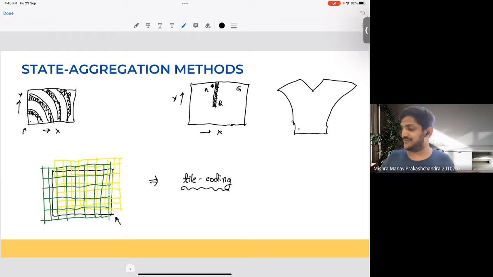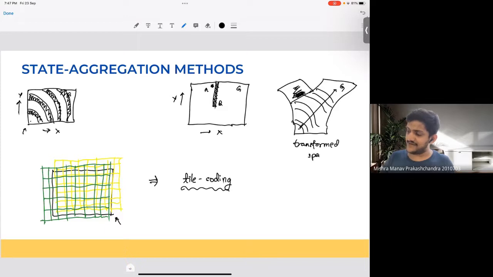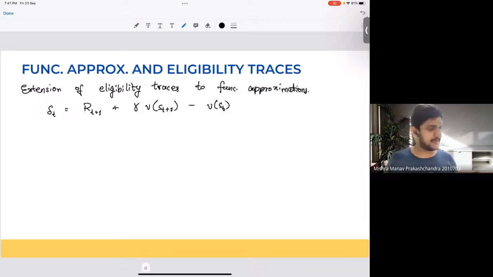and you have made it into two rooms. And now if you want to go to the goal location, now I think the frontier makes sense. Right? So this thing gets ignored, right? So the frontier is drawn in this manner. Okay. So you have some transformed space that you're looking at when you're trying to go to the goal. So this is the state aggregation method.